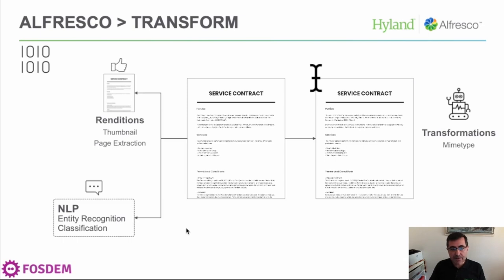Another service provided is the transform service. For this transform service, we can create some renditions, for instance, a thumbnail of one document, or we can extract some pages. We can also apply NLP to extract or to recognize some information that is on the document. And finally, we can apply also some transformations to the main type. So finally, you get different versions of the initial document.